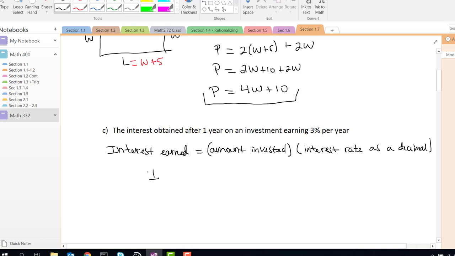So here where I'm going to say I is equal to the interest earned. The amount invested, we don't know what it is. So let's call it X. So let X be the amount invested.